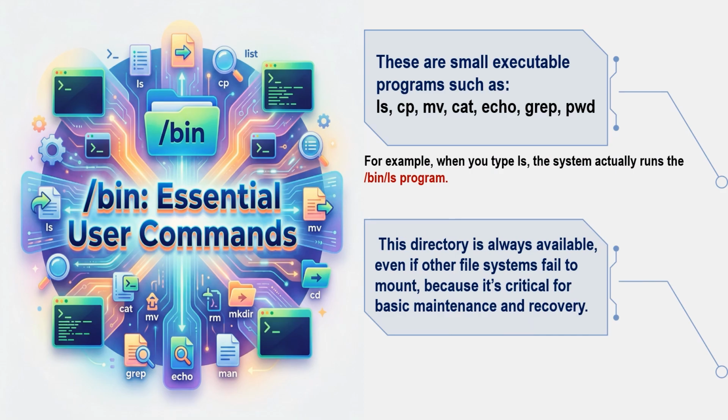This directory is always available even if other file systems fail to mount, because it's critical for basic maintenance and recovery. To explore it, type ls /bin. Now there is so much content, so we want to see it page by page, so we can use the pipe and head. This will display the first few system commands. When we run the head command, by default it will show you the first 10 lines of the file.